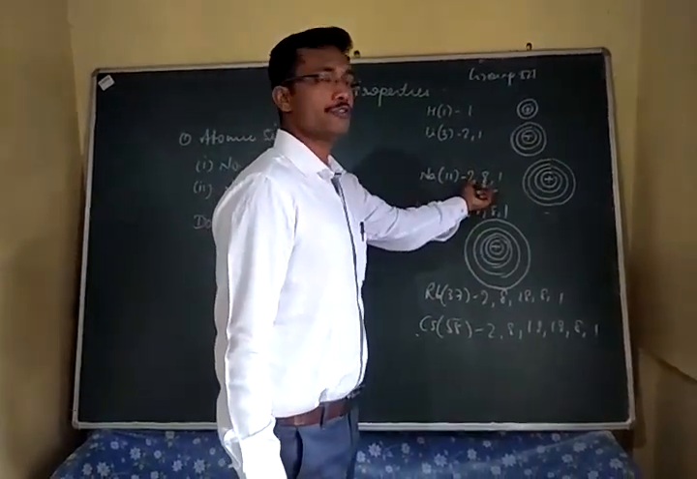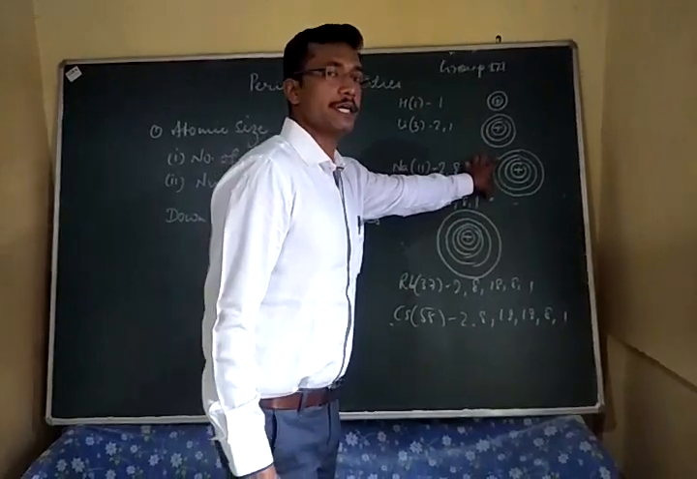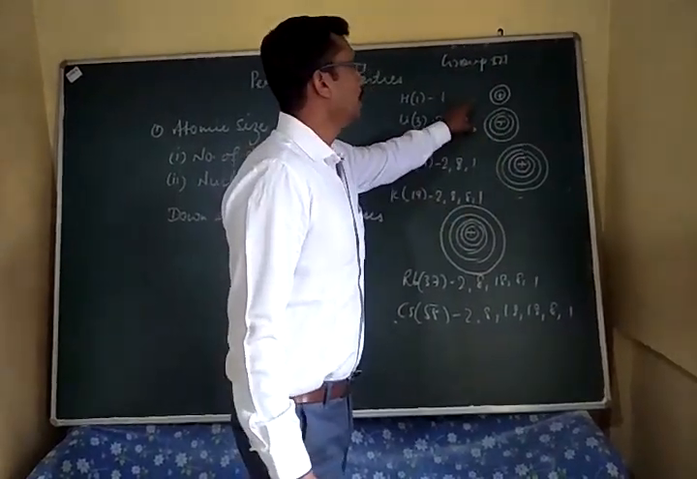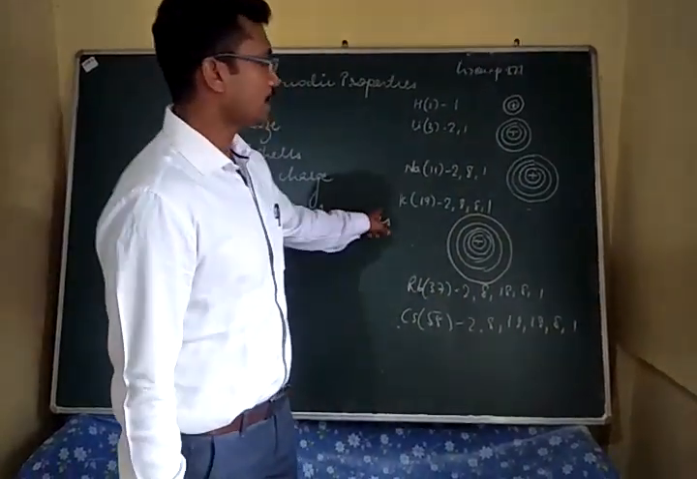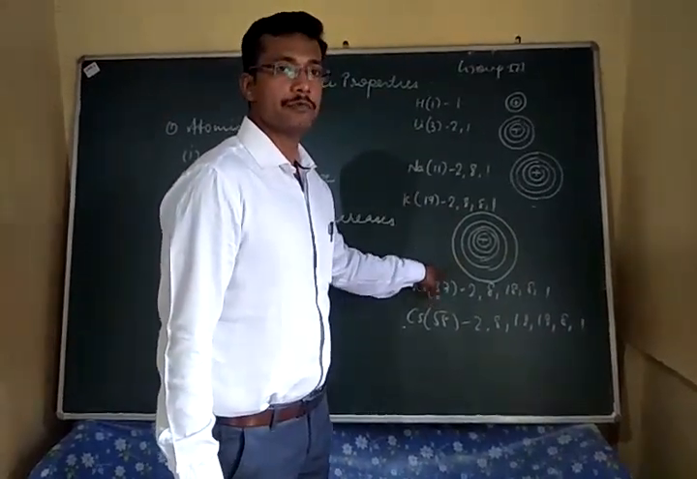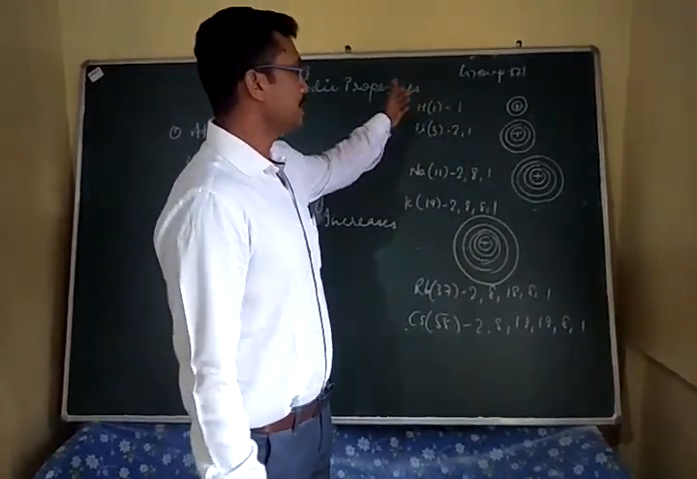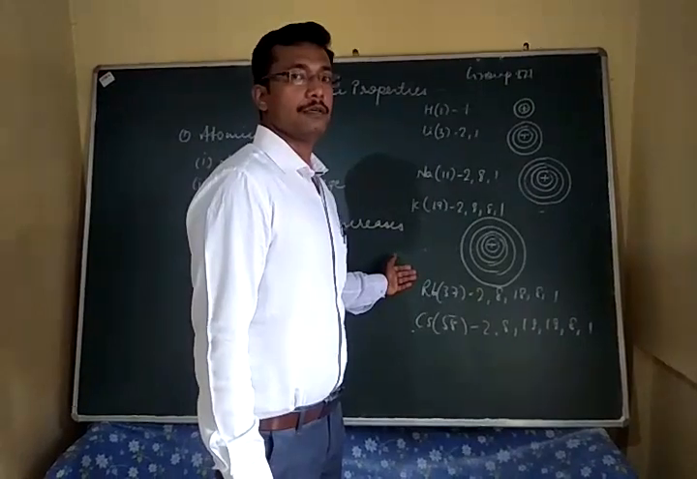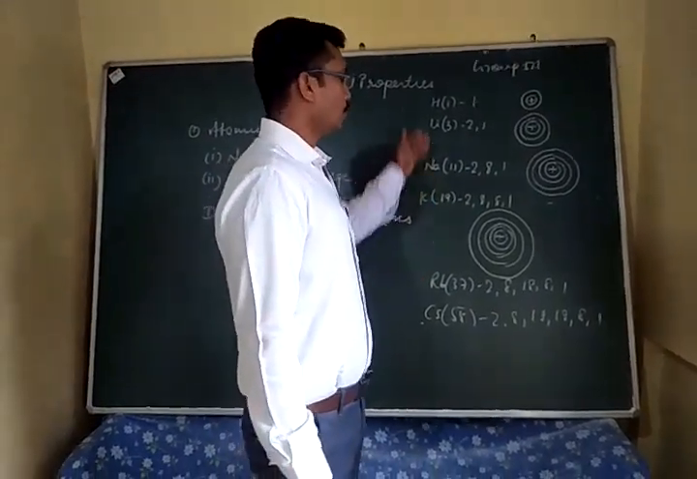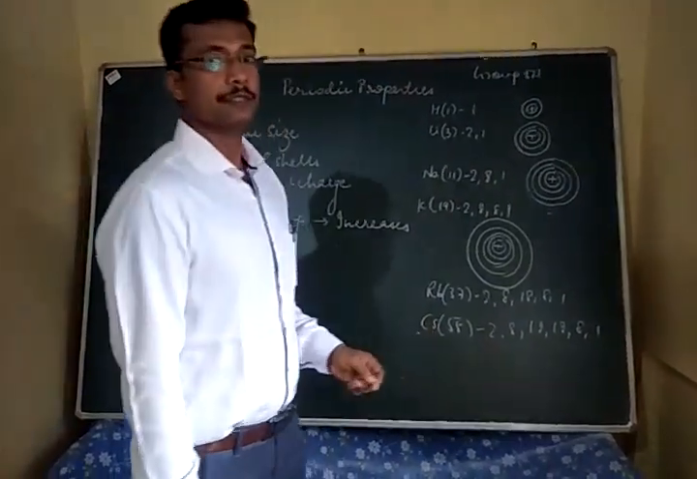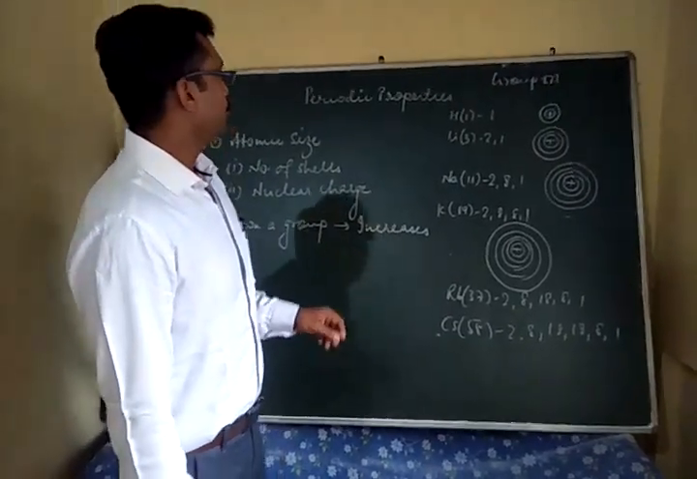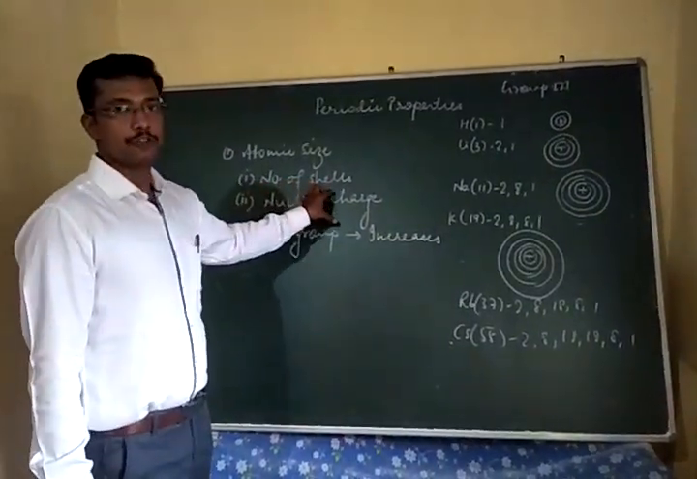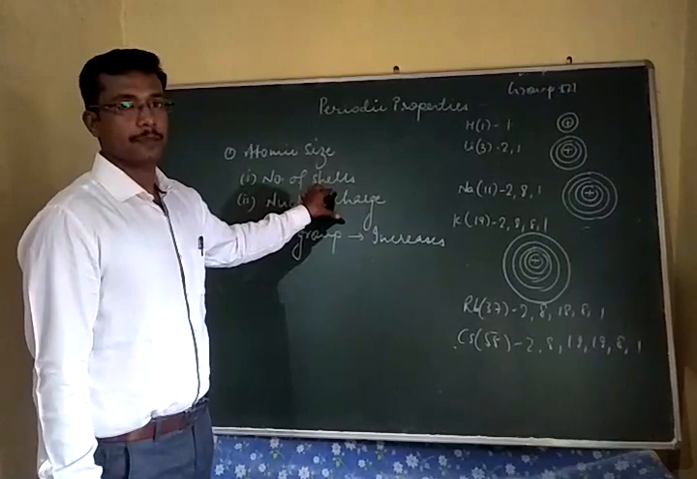Sodium has 3 shells. You can see the atomic size, it looks bigger than hydrogen and lithium. Potassium has 4 shells, still looks bigger. So this way the number of shells on moving down the group increases. But we have to think over the nuclear charge also at the same time.